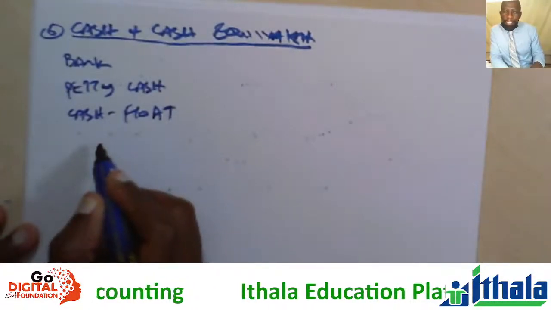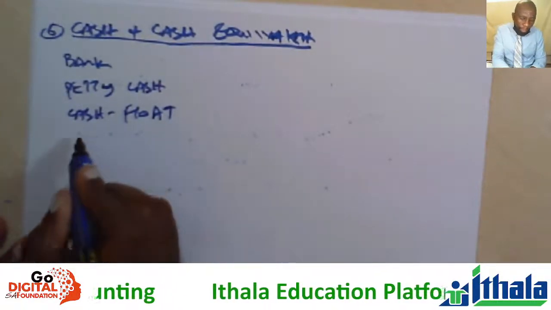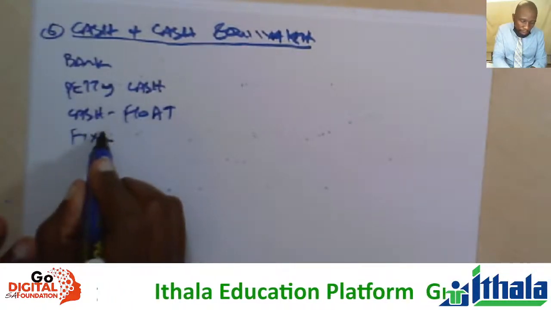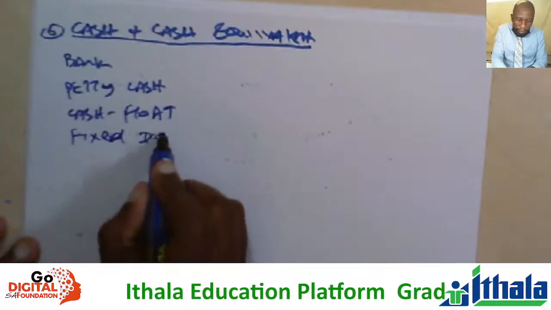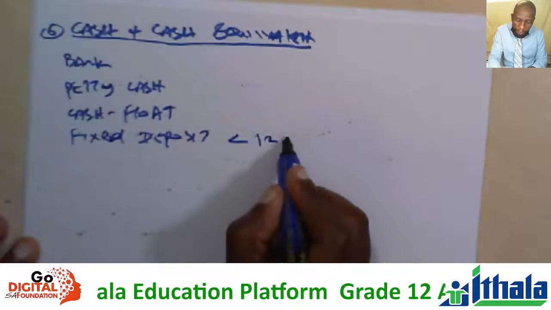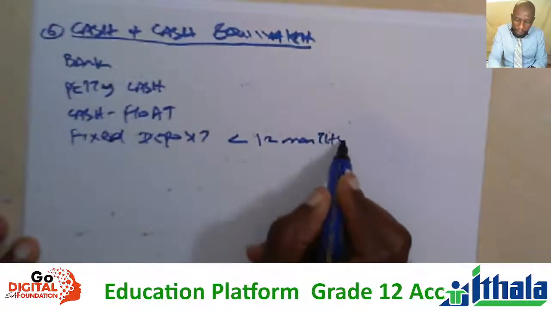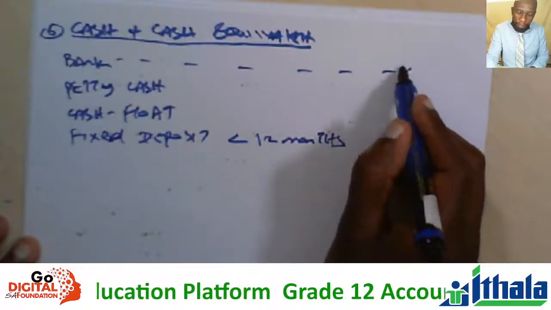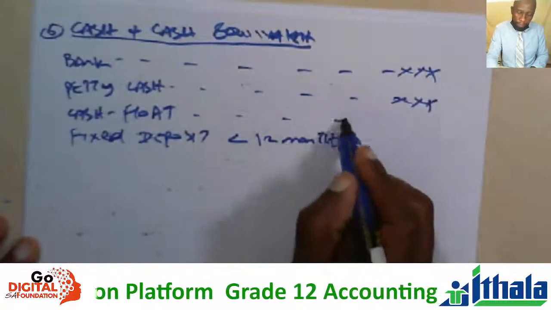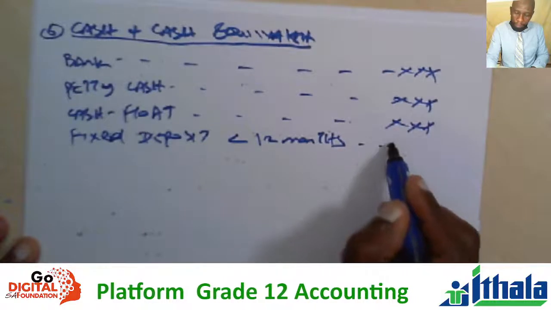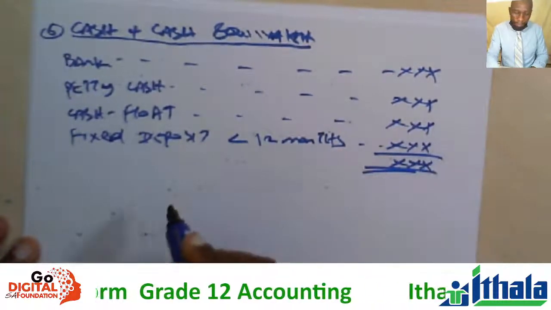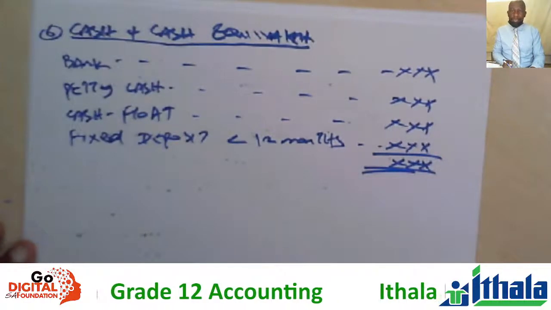Sometimes it might happen, let's say we have a fixed deposit less than 12 months or any form of investment. Record the figure there. Record the figure here. Record the figure. That is cash and cash equivalent.